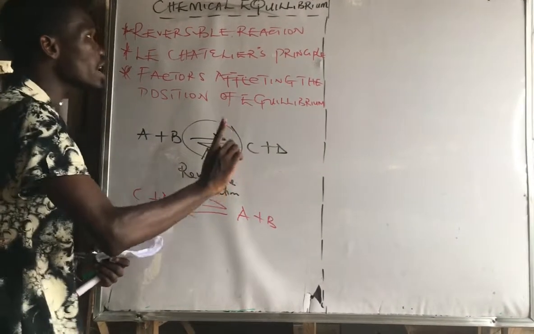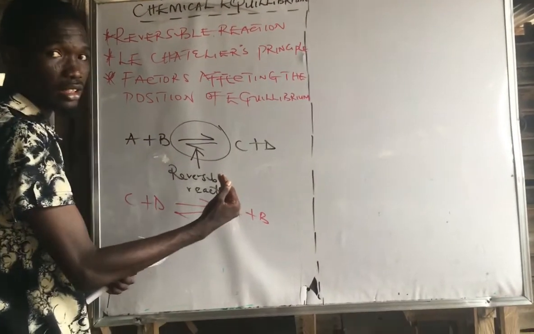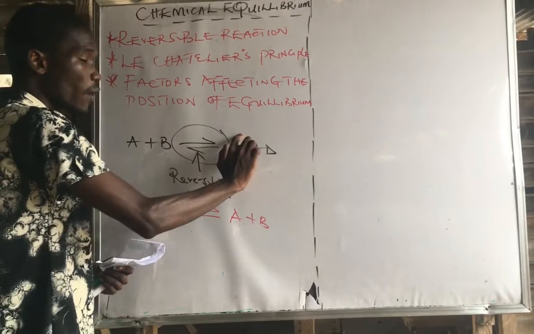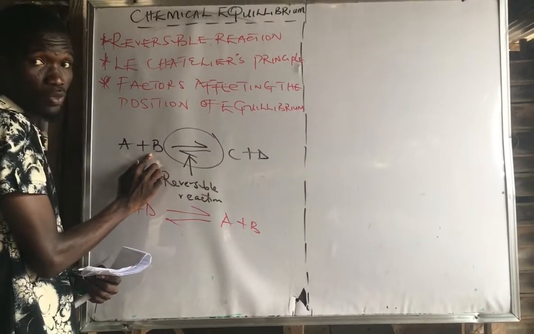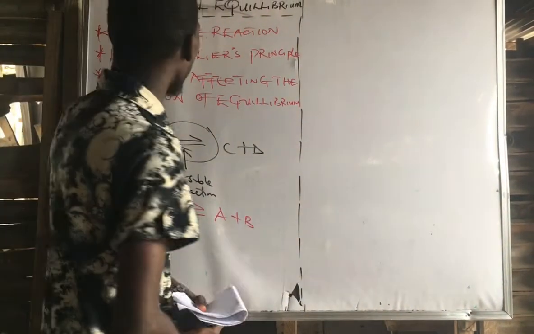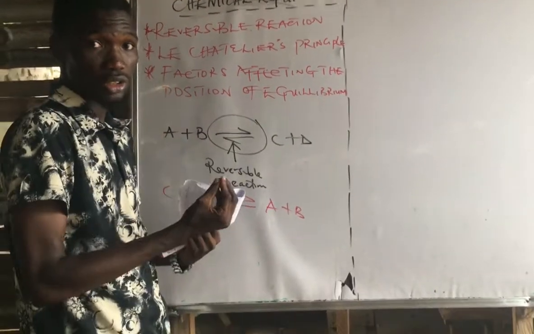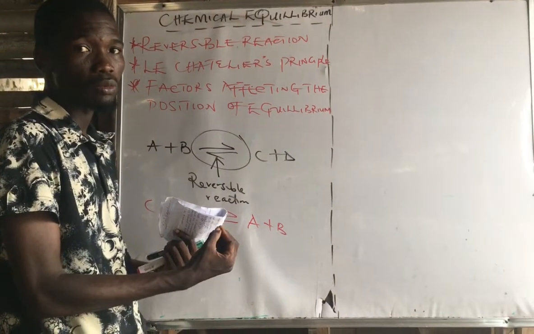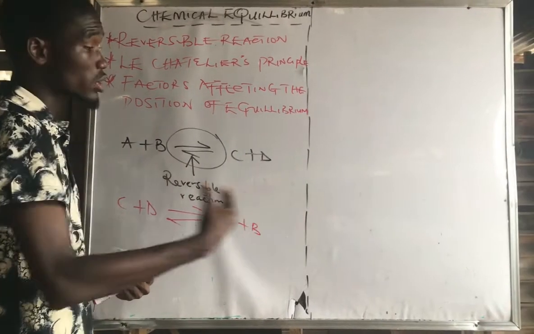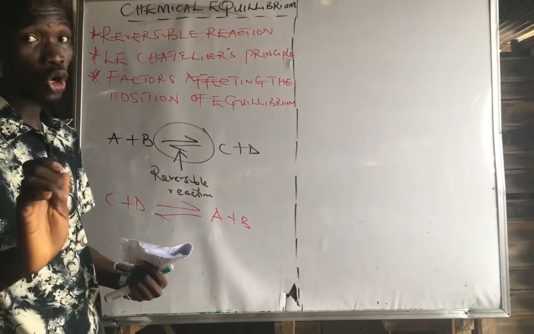For every chemical equilibrium, the reactant side and product side have a forward and a backward reaction. So this is our forward reaction, while this is our backward reaction. So what is a reversible reaction? You can say it is a reaction where there is no observable change in the position of equilibrium, or we can say the reactant side is equal to the product side.